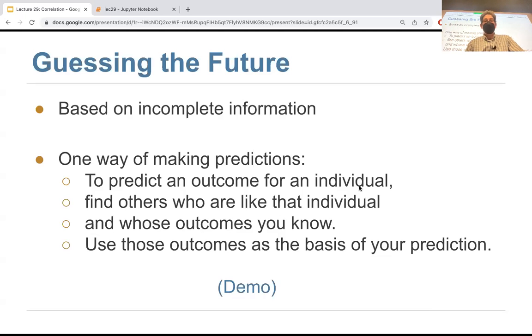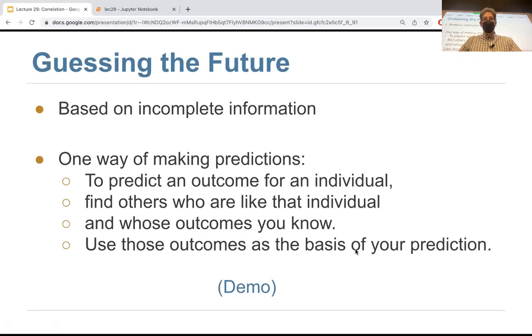Okay, to predict an outcome for an individual, which is basically this, like how tall you're going to be when you grow up. That's one way you might want to make predictions. You could find others who are like that individual in ways that you can measure. So if you have a new baby, you can't measure its adult height because it hasn't happened yet. You can measure the heights of its parents. And if you can find other parents with a similar height who already have adult children, those are outcomes that you know. So to predict an outcome of an individual, find others who are like that individual and whose outcomes you know, and use those outcomes as the basis of your prediction.